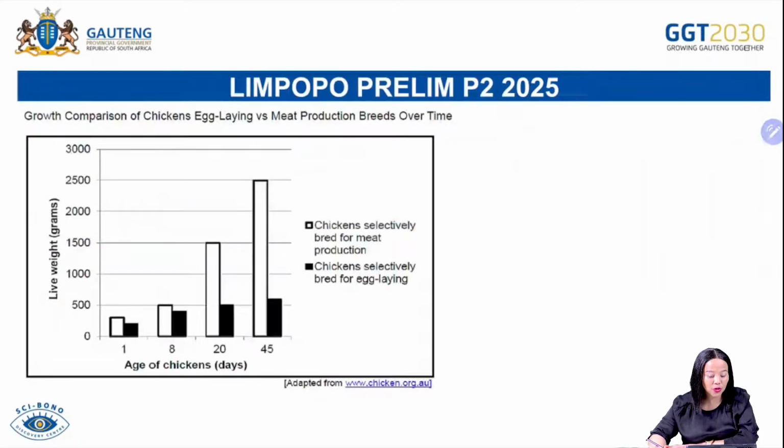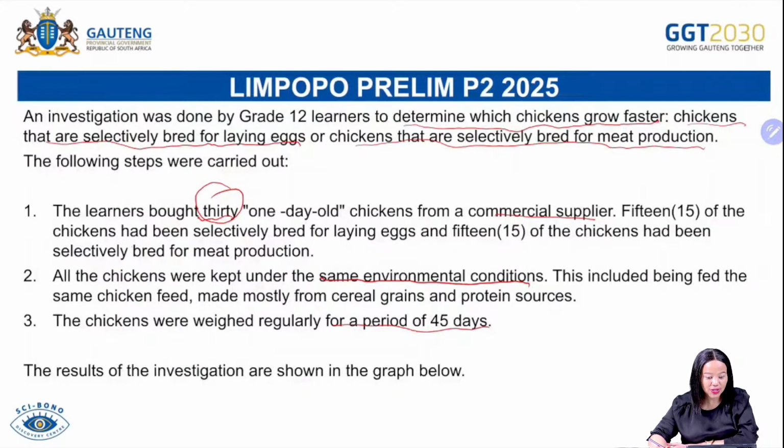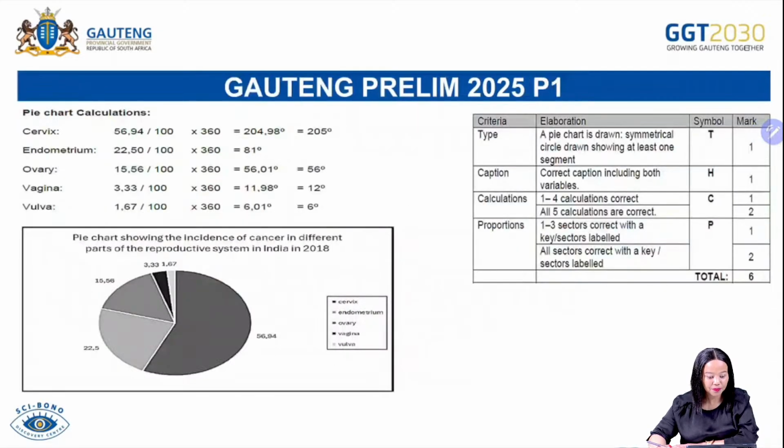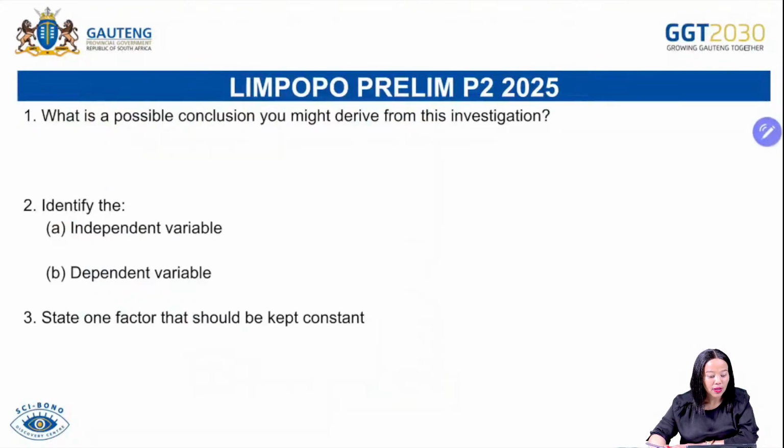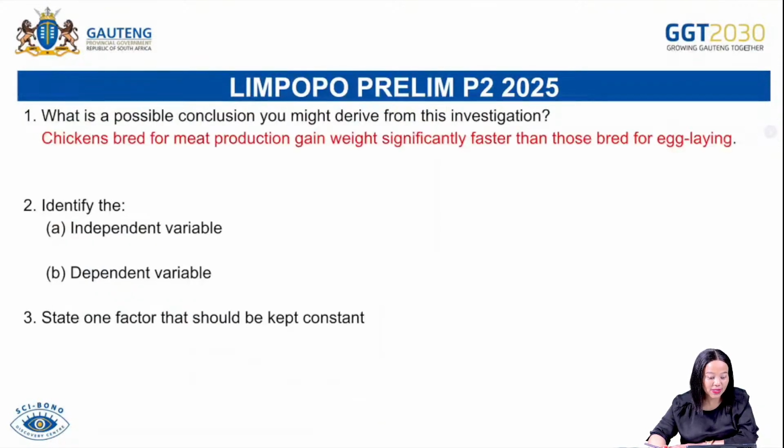Now let's go back to the question. It says here, remember, the grade 12s were determining which chickens will grow faster. Is it the ones that are bred for laying eggs or the ones that are bred for meat production? What is a possible conclusion you might derive from this investigation?